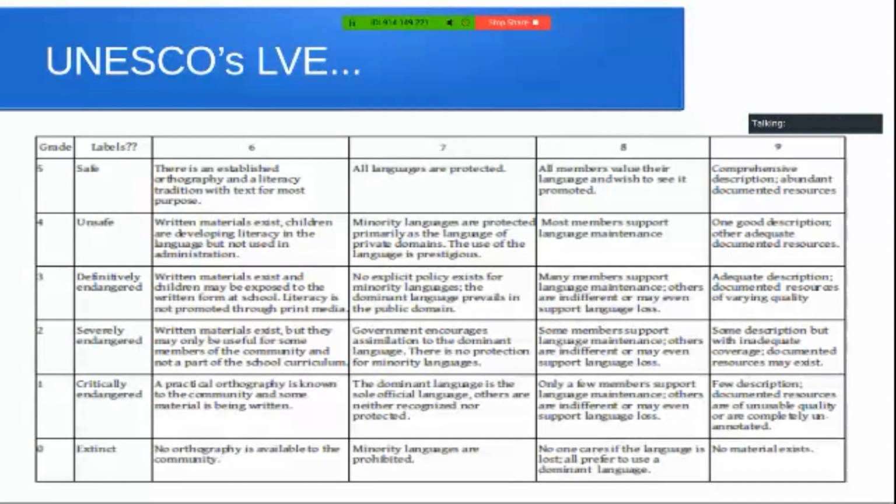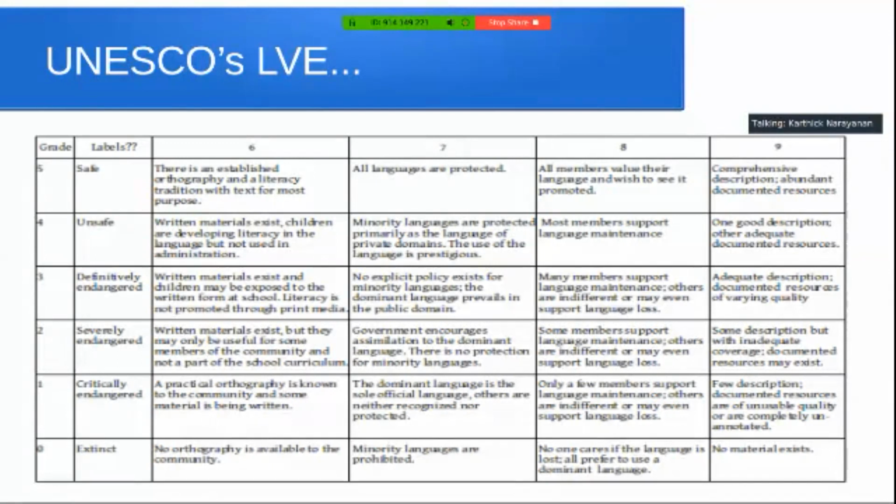In India, we cannot actually do those things. Even in the last parliament sessions, even for a language like Tamil, there was an opposition to it being used in the financial debates. So that's an example in India. Then there is no explicit policy for minority languages. The dominant language prevails in the public domain. This is more like India.